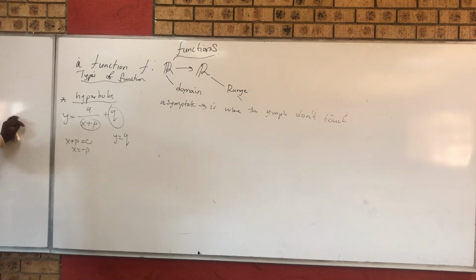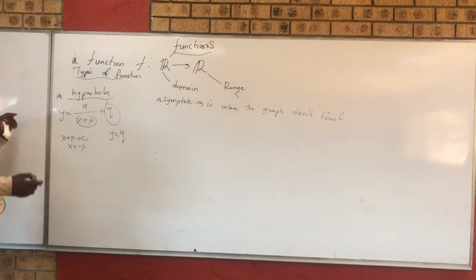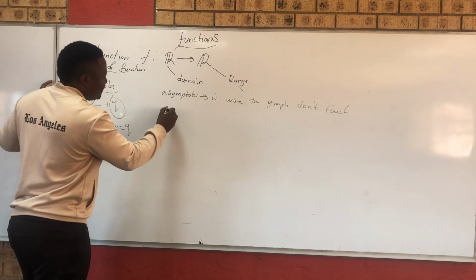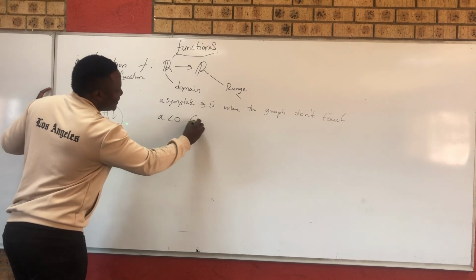So in this case, the other important aspect is the value of a. When the value of a is less than 0, which means it's negative.